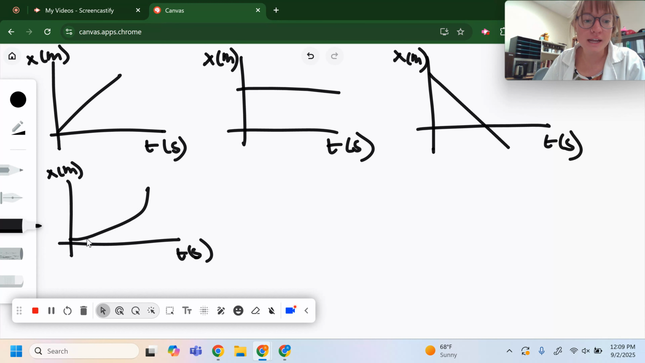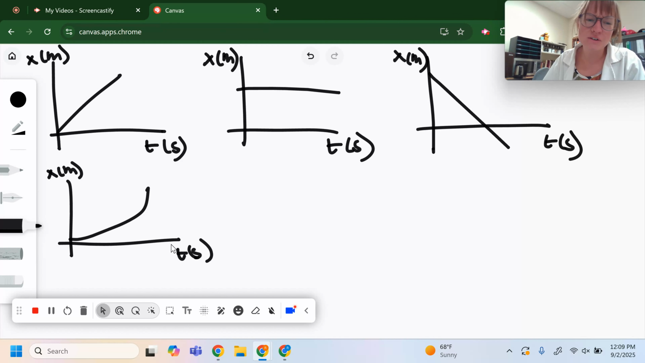But gradually, it's covering more and more distance in the same amount of time as this graph gets steeper and steeper. A steeper and steeper graph means my slope is getting steeper, which means my velocity is getting bigger and bigger over time. This would show a picture of an object moving, getting faster and faster over time.